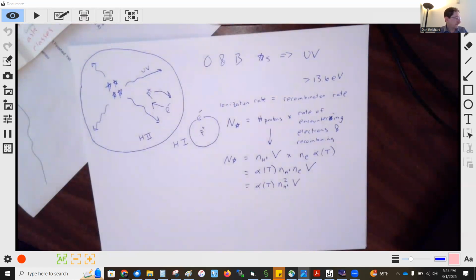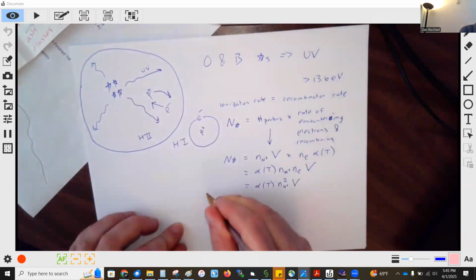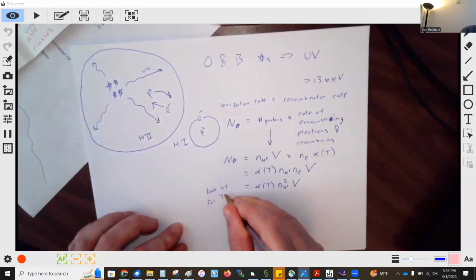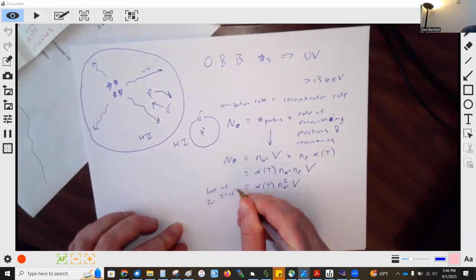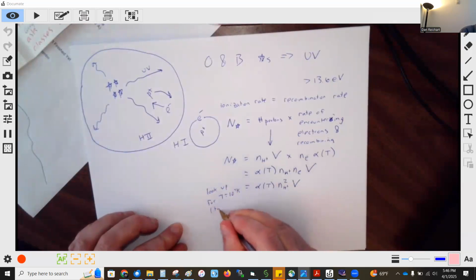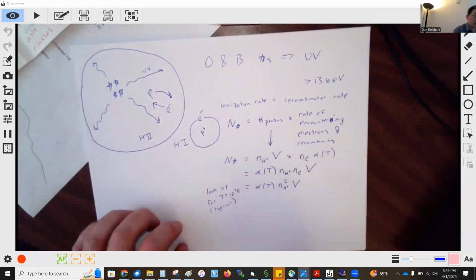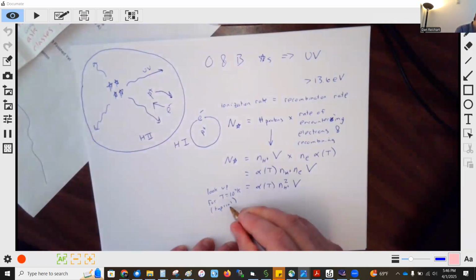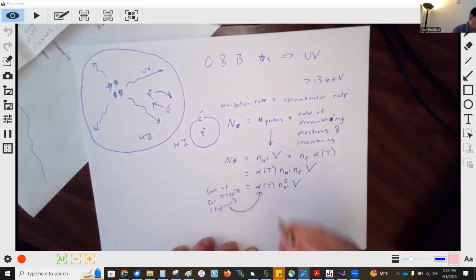Okay. Now, as I said, alpha of T, we can look this up, and we'll look it up for T of 10 to the 4 Kelvin, which is typical of these regions. As we'll see, the interior temperature is around 10,000 Kelvin, plus or minus. So we look that up right there.